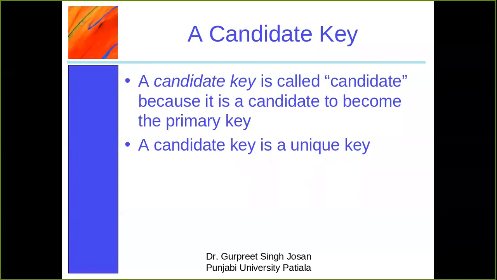So we have two different columns that have the property of uniqueness. Now we can use both of these columns to identify any row uniquely, and that makes them candidate keys. Both are now candidates. A candidate key is called a candidate because it is a candidate to become a primary key. So a candidate key is basically a unique key that can identify any row uniquely. Any key from the candidate keys can become a primary key, so we can select any key.